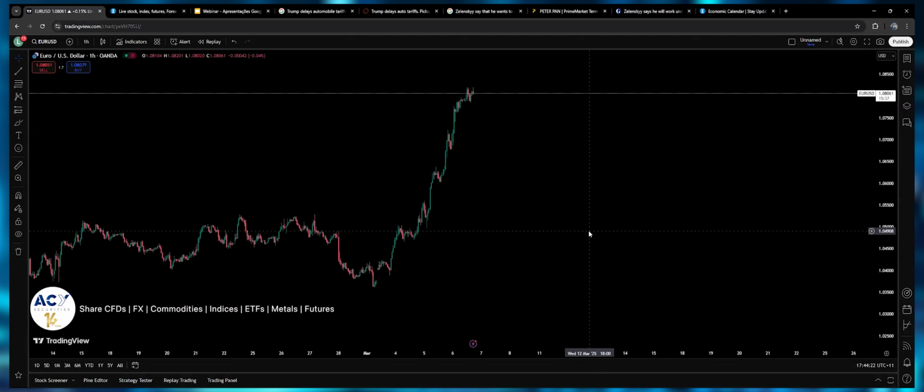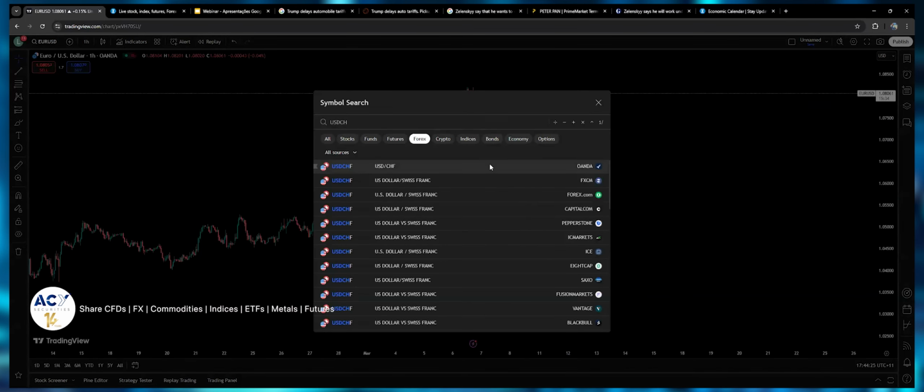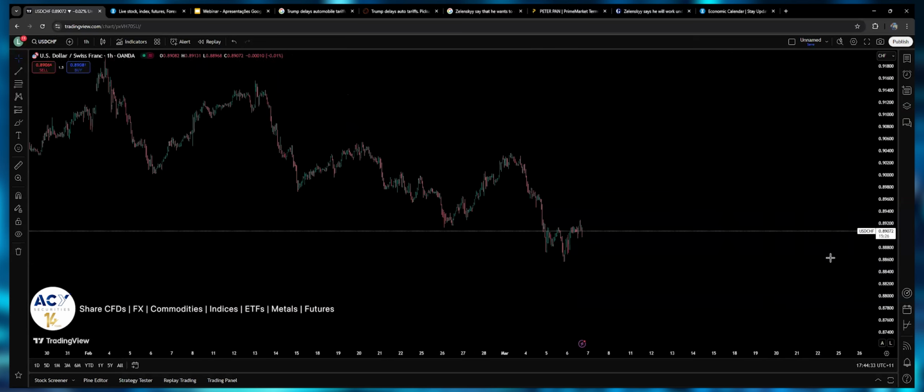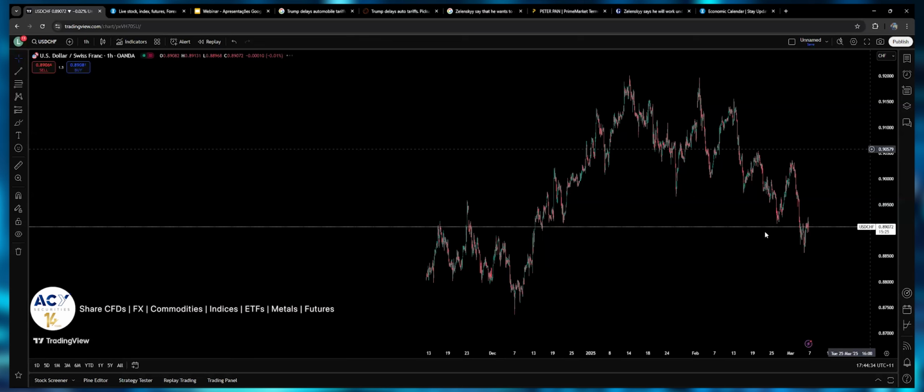USD-CHF. I think, as I say, the US dollar is very weak, and CHF is a safe haven currency. So shorting USD-CHF wouldn't be a bad idea.